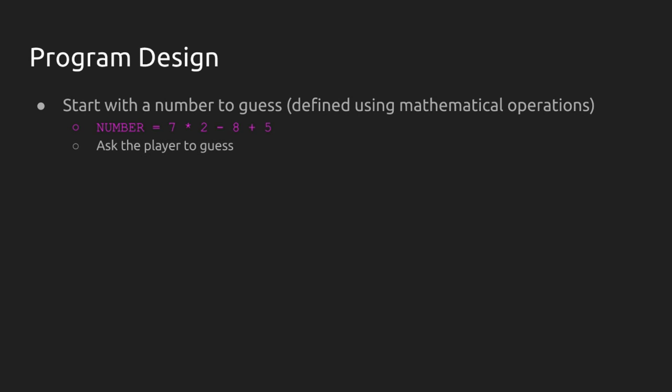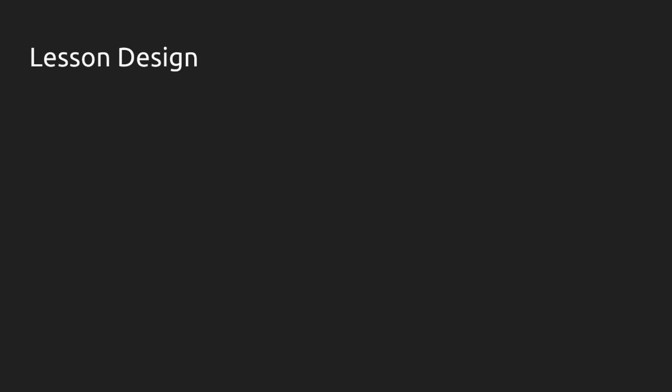And it's going to ask the player to guess, and then it's going to tell the player if the guess was too high, too low, or right on the money. And you can see even in that description the word if, so we know that there's going to be a conditional statement in there somewhere. All right, so before we get onto the lesson design, let's take a look at the actual code.